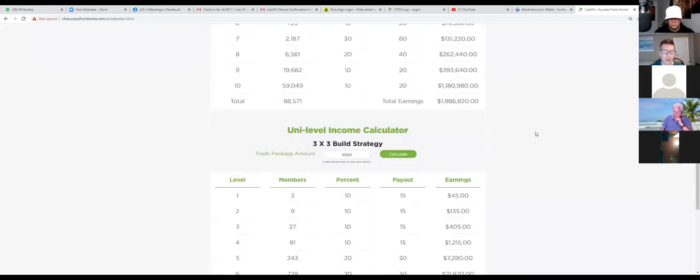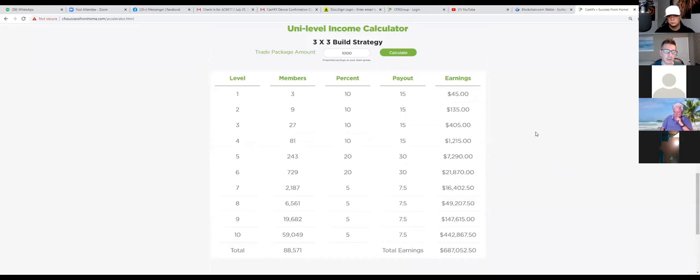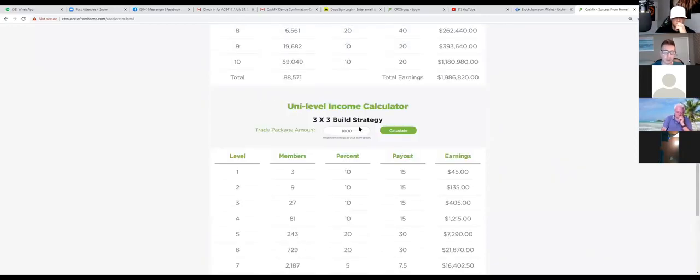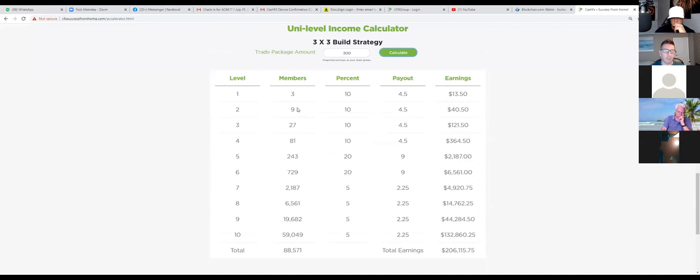Okay. Now down below is a unilevel calculator, and this is designed exactly the same way. You can see this growing in multiples of 3, 9, 27, 81, etc. But we know in the unilevel, levels 1, 2, 3, and 4 are 10% payout levels. Levels 5 and 6 are 20%, and 7, 8, 9, 10 are 5%. So if we have people join our business on a $300 trade package, there we go. Level 1, 10% of $45.